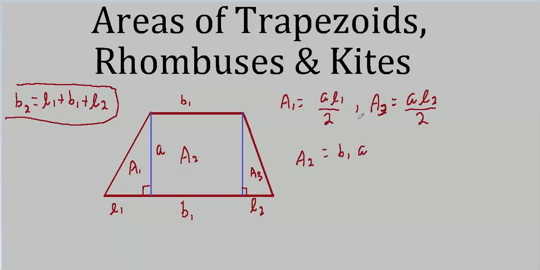Now, what's all this going to get us? What happens when we add up all these areas? Let's do it. We get A times L1 over 2 plus A times L2 over 2. That's supposed to be an A there, sorry. And this is B1 times A.